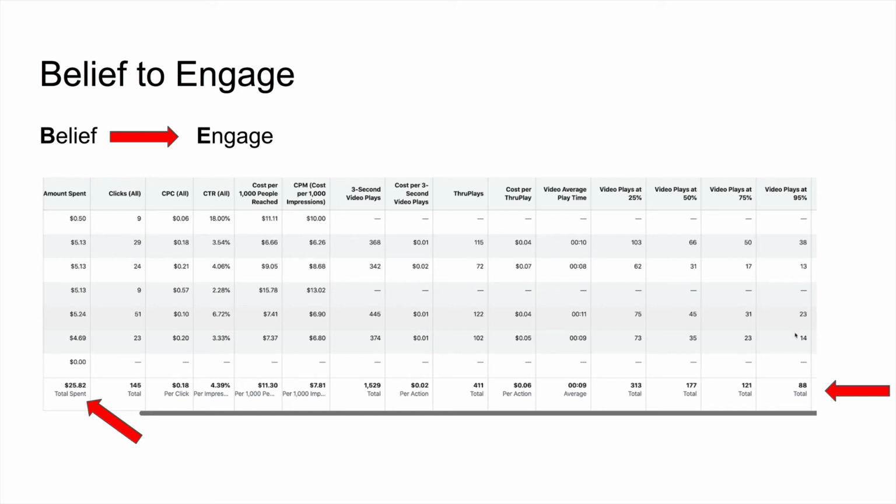Of the 4 videos, we've had 88 people watch 95% of the videos, and 121 people that have watched 75% of the video. So if I do some quick math, that's 209 people who have watched at least 75% of the 4 videos that we have put up. And you can see that that was for a cost of almost $26. This was a week long sample that we pulled.